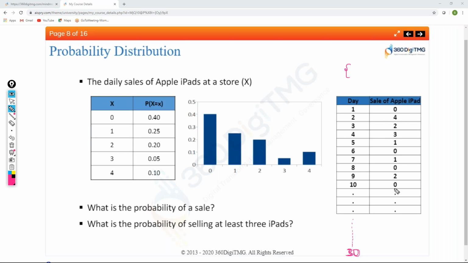And then if you look at these numbers, you sold 1 iPad on day 1. On day 2, you sold 4. On 5th day, you have sold 1. On 3rd day, you have sold 2. 4th day, you have sold 3. And then 2nd day, you have sold 4. In this range, you could sell your Apple iPads.